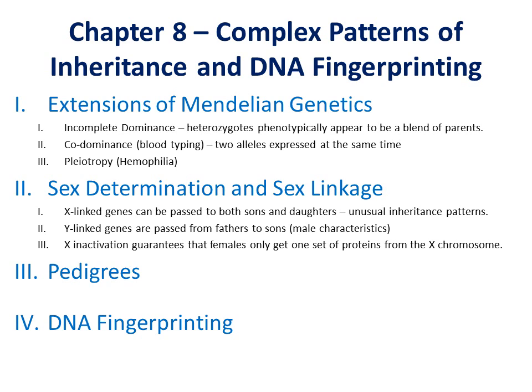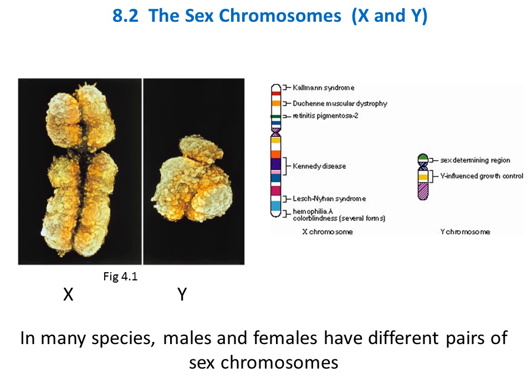So we're going to continue on in Chapter 8. We just discussed extensions of Mendelian genetics, and now we're going to talk about sex determination and sex linkage. We'll cover three main topics: X-linked genes that are passed to both sons and daughters. We'll also talk about Y-linked inheritance patterns. And lastly, we'll talk about X inactivation, which takes place in females.